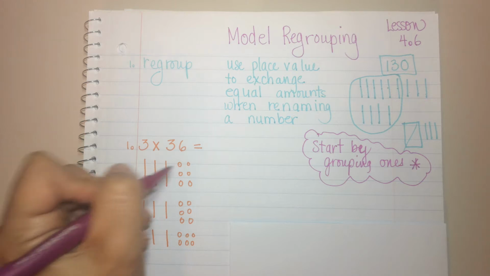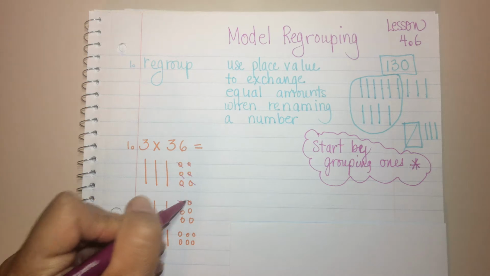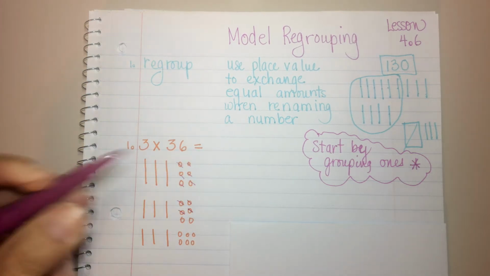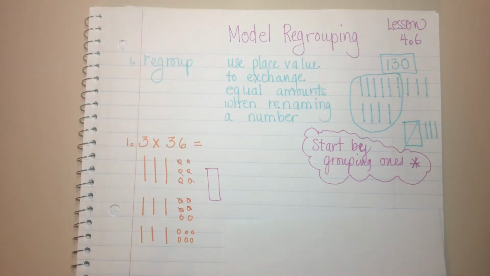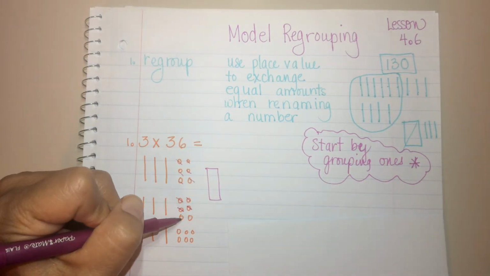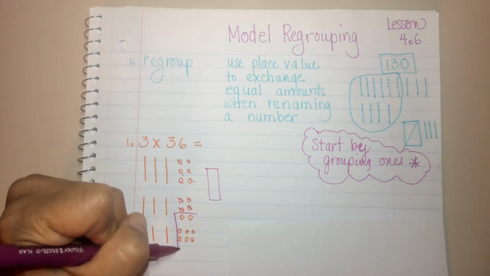I'm going to make a group of 10. 1, 2, 3, 4, 5, 6, 7, 8, 9, 10. That made one group of 10. Ooh. Now I have 1, 2, 3, 4, 5, 6, 7, 8. I have 8 left.